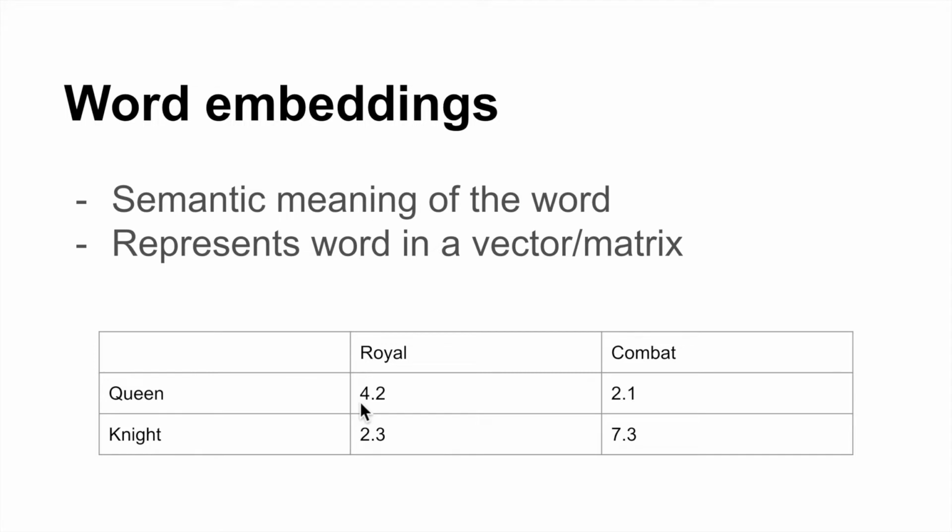We know that, of course, the royal attribute assigned to this queen word would be much higher as compared to, let's say, knight. Of course, knight would hold certain royalty, but not as high as queen. And whereas in the combat ability, the queen would be much lower than the knight. So this is the gist idea of word embeddings. Basically, we just want to represent our word in a vector of numbers.